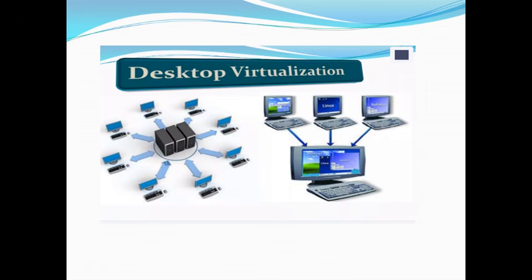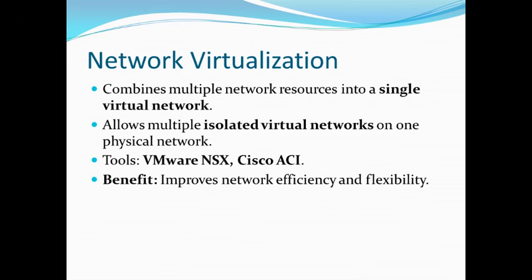The left image shows a central server connected to multiple clients. Users access the desktop environment remotely. While the right side image highlights how different operating systems like Windows and Linux can be virtualized and accessed from any terminal. Next comes network virtualization. Network virtualization abstracts the physical network hardware and creates multiple isolated virtual networks on the same physical infrastructure.